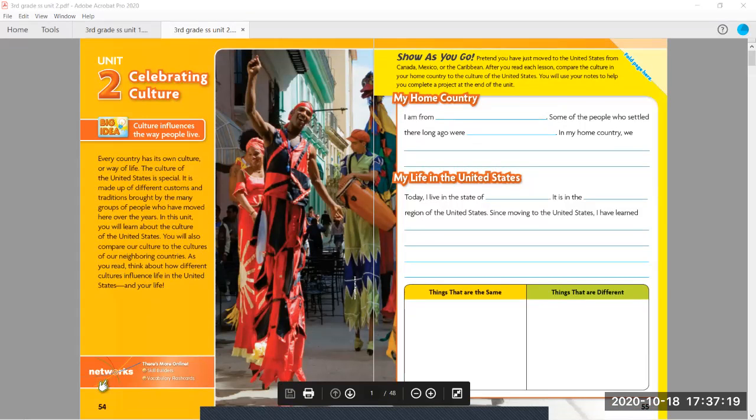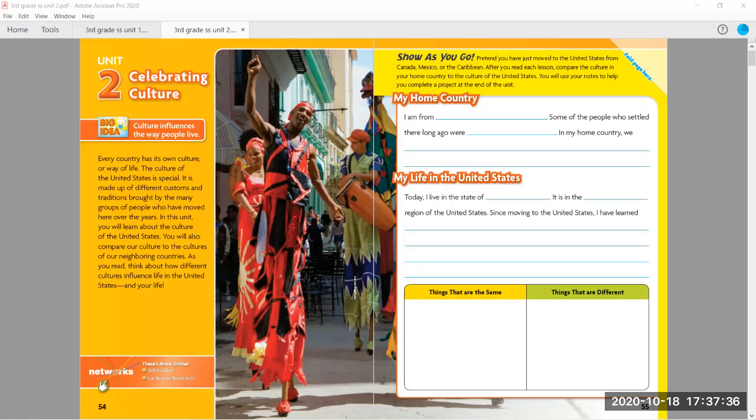The culture of the United States is special. It's made up of different customs and traditions brought by the many groups of people who have moved here over the years. In this unit, you'll learn about the culture of the United States. You will also compare our culture to the cultures of our neighboring countries. As you read, think about how different cultures influence life in the United States and your life.